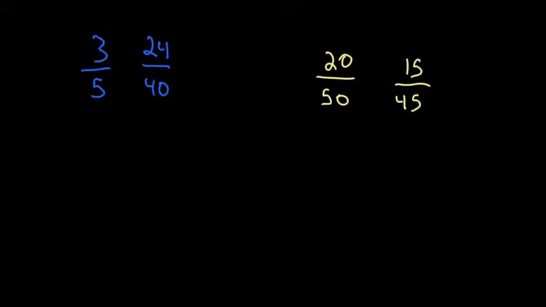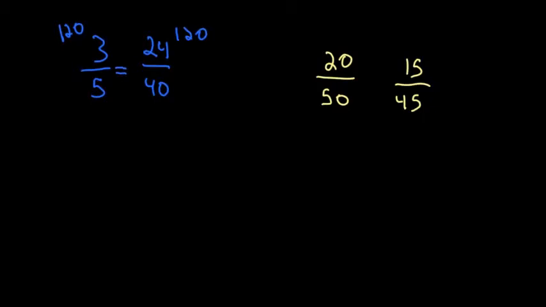Alright, so let's do a couple more, testing to see if the ratios form proportions. First one in blue, I've got 3/5 and 24/40. Again, these numbers aren't too bad to multiply, so I can just start with multiplication. 3 times 40 is 120. 5 times 24 is, 5 times 4 is 20, and 5 times 20 is 100, so that would be 120. So those are equal, and they form a proportion.